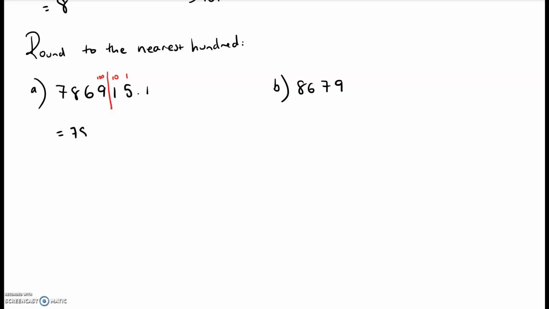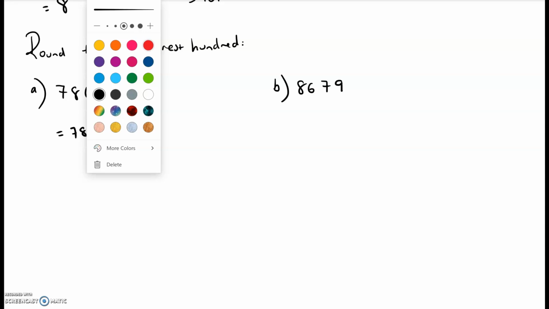So we keep everything else the same, but then these numbers become a 0. So our new number is 786,900. Okay, same thing again for the next one.